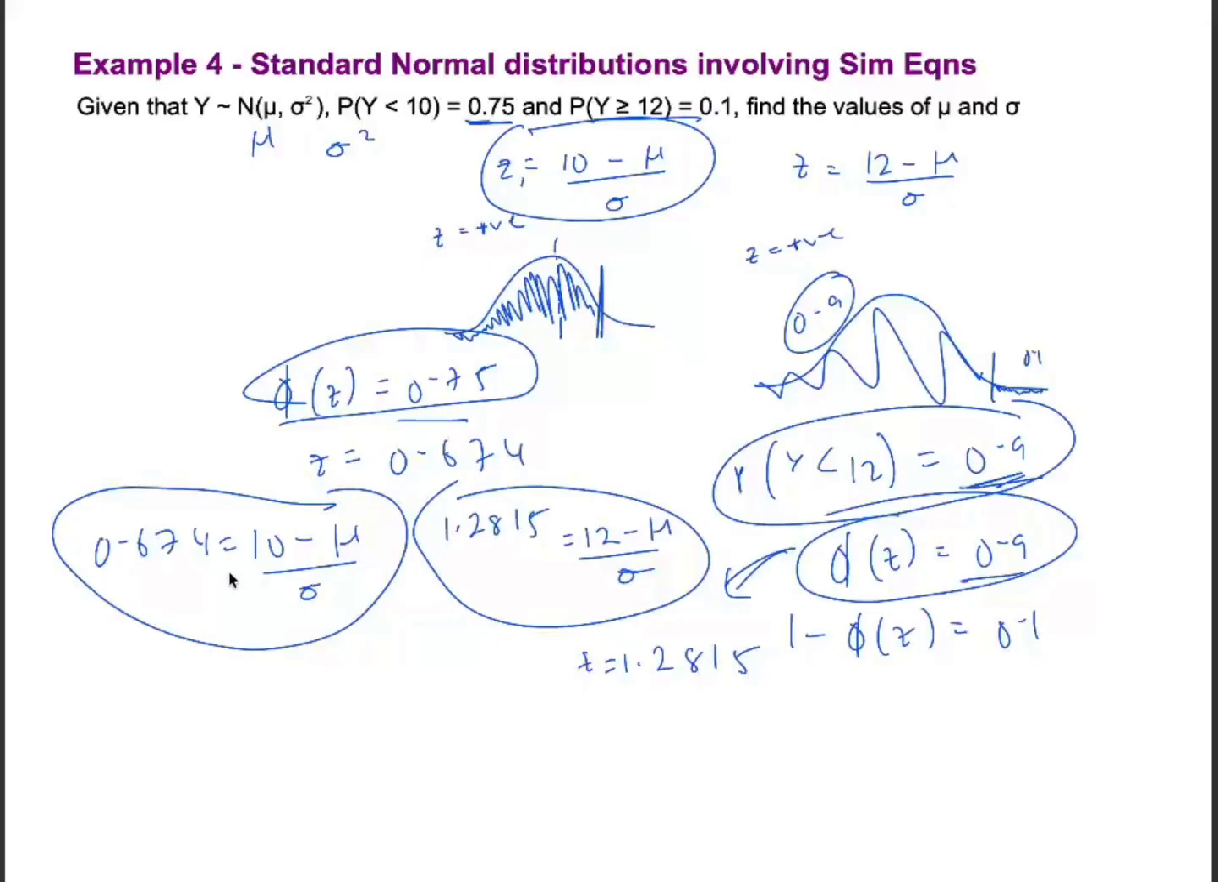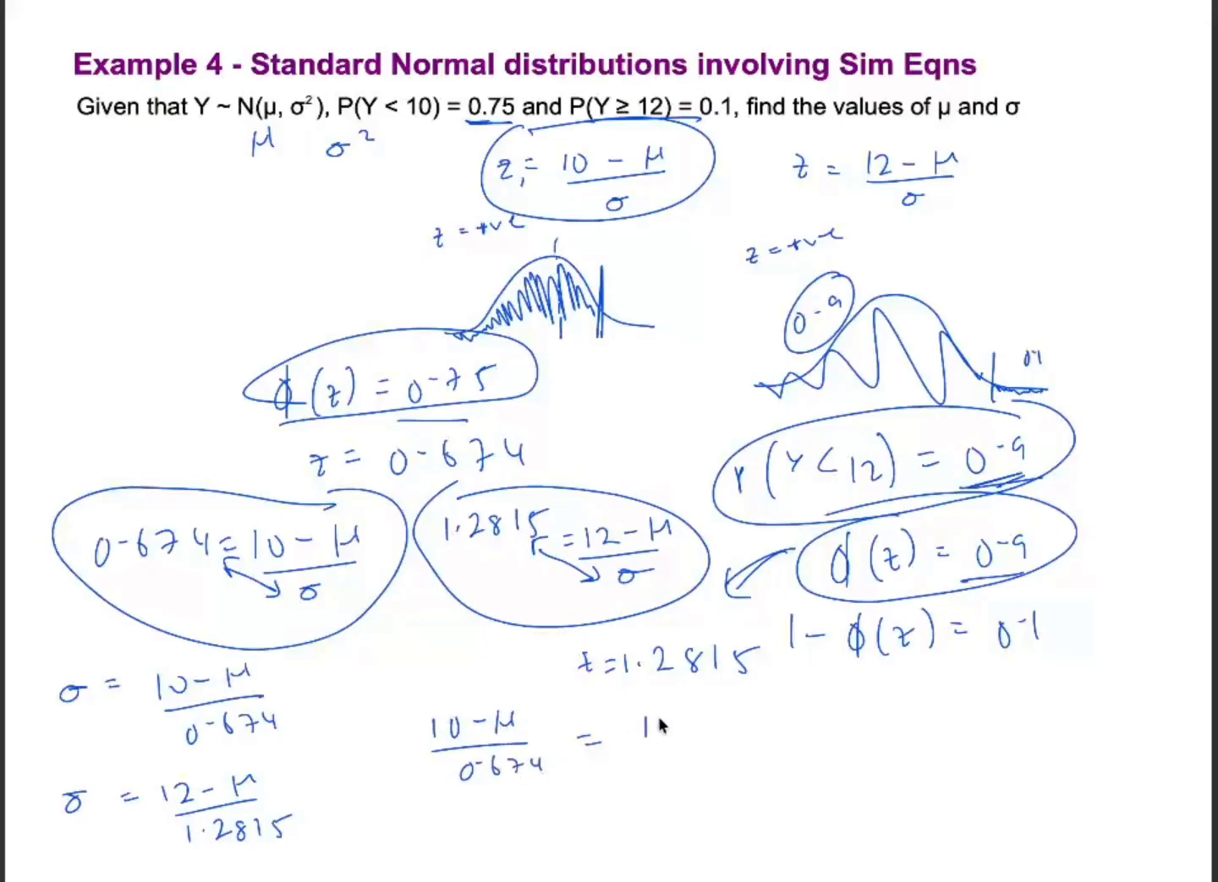So for that, we can cross multiply this way, where we exchange the denominator and the numerator. For both of them, we'll get that sigma is equal to 10 minus mu over 0.674, and sigma is equal to 12 minus mu over 1.2815. This will end up giving us 10 minus mu over 0.674 is equal to 12 minus mu over 1.2815. Then we can cross multiply and solve for mu here.